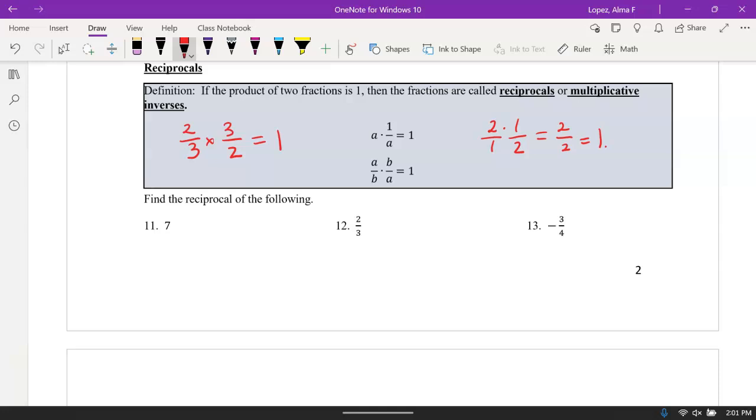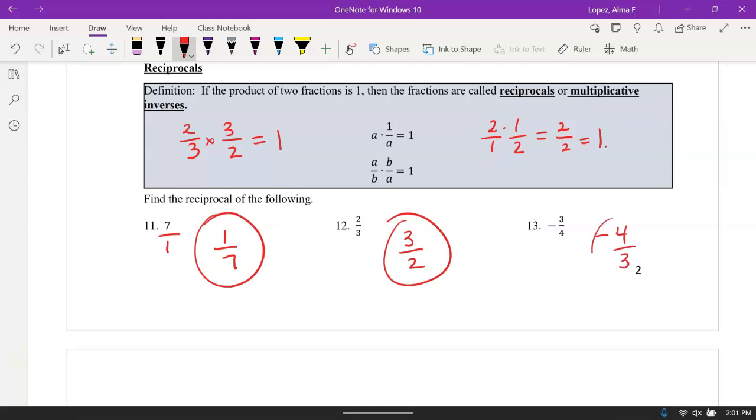Now, when they ask us to find the reciprocal for the following, I'm going to start by putting the 7/1. You've got to have something to flip, so give it to yourself. If it's a whole number, you put it over 1 first. Now, that reciprocal is going to be 1/7. The reciprocal of 2/3 would be 3/2. And the reciprocal of -3/4 would be -4/3.